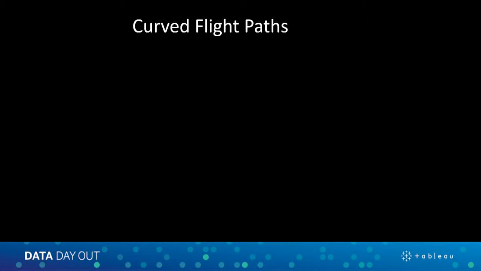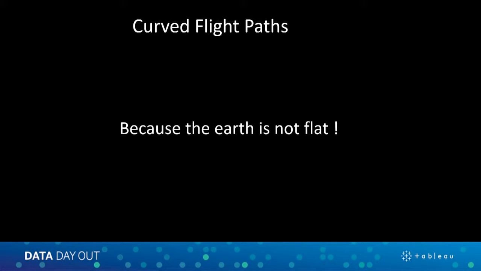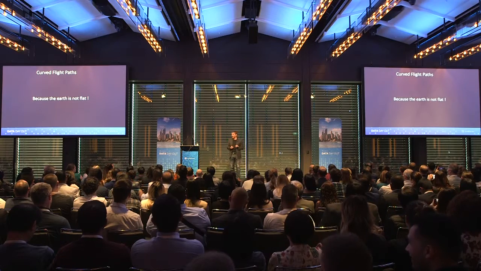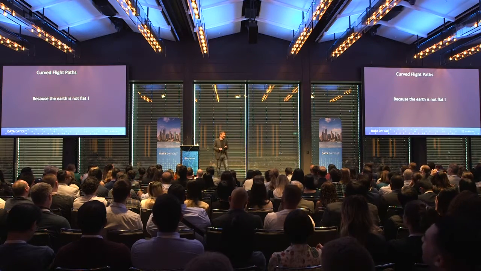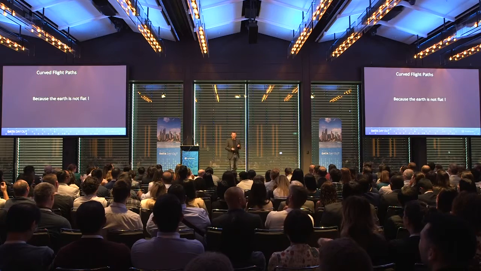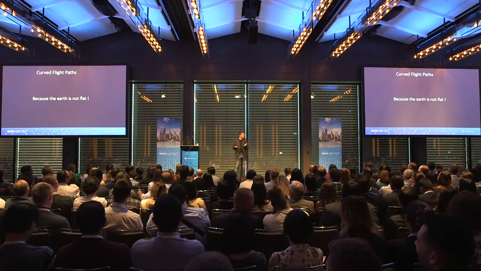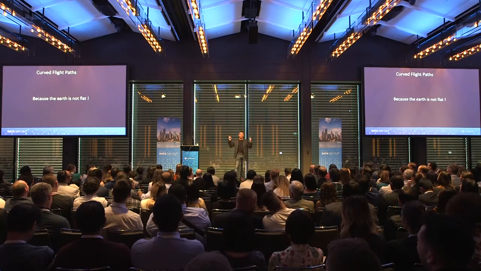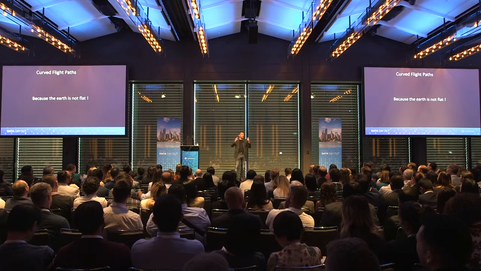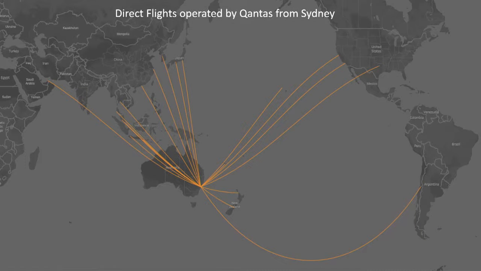So first one is the curved flight path. Why is it important? Because the Earth is not flat, right? Some people may think that, but actually the consequence is that the shortest path from one point to the other is not necessarily a straight line.